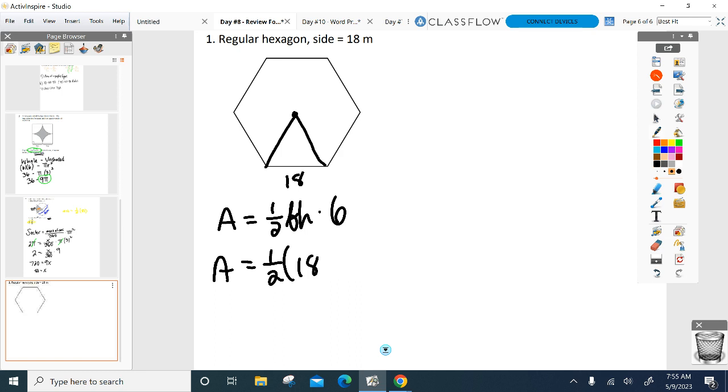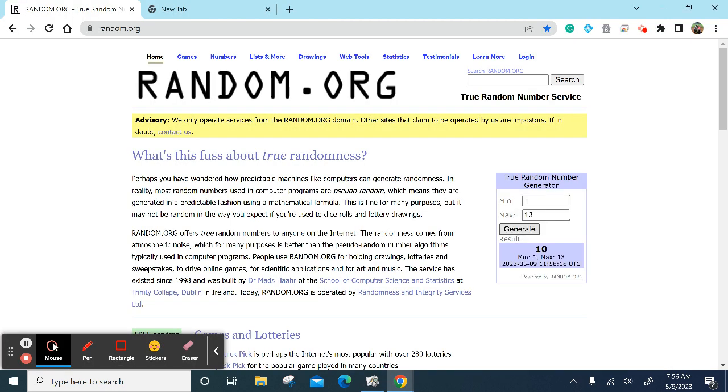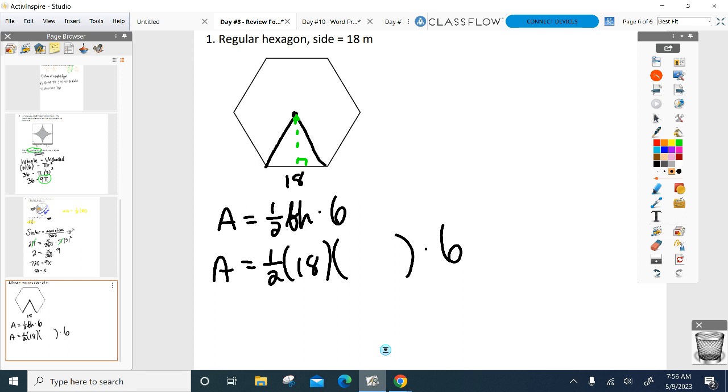1/2, 18. All right, you guys, I need your help with the height. So here it is. I need your help with this bad boy. What did I just do to the 18, though? I just drew that height in. What happened to the 18 here? Nice. I like the vocab, too. You didn't say just cut it in half. Bisected. 9.